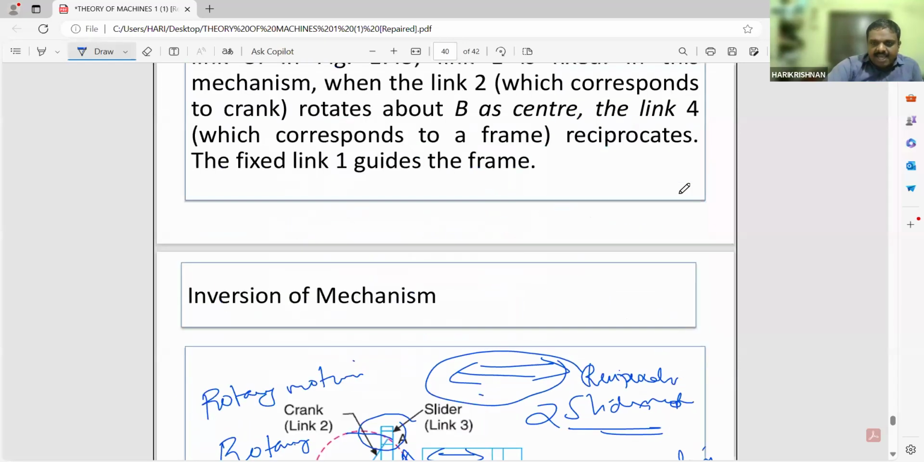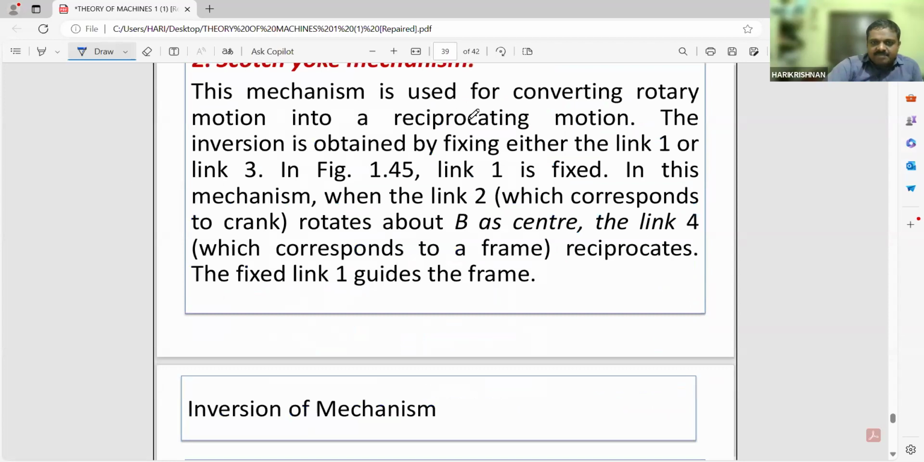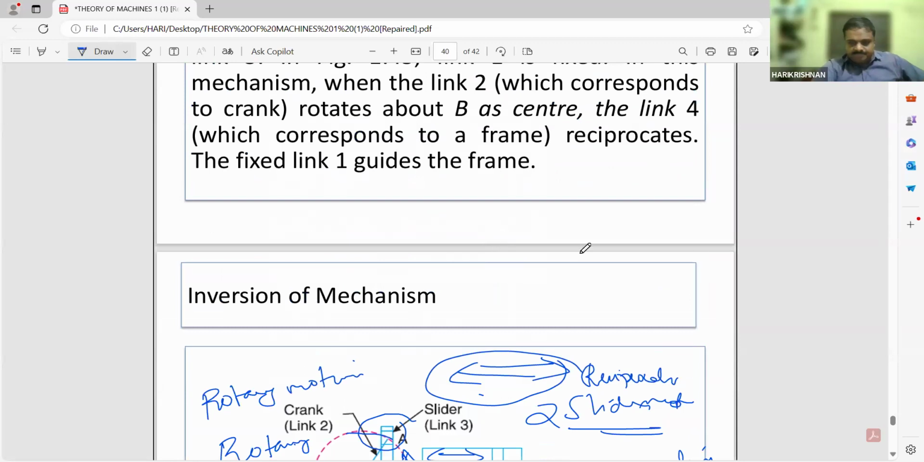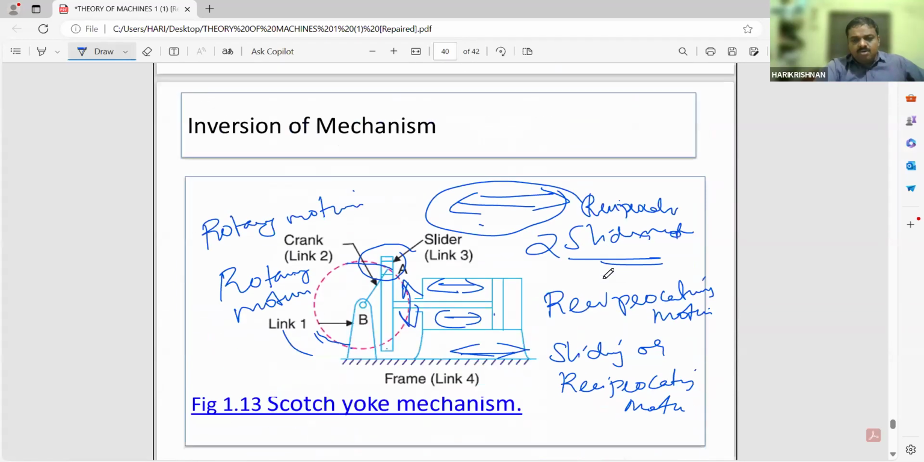This was explained in the first slide. This mechanism is used for converting rotary motion into reciprocating motion. The inversion is obtained by fixing either link 1 or link 3. Is the concept clear?